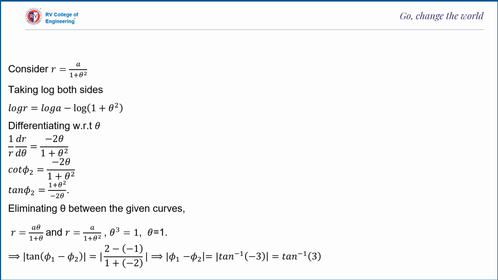We get modulus of 2 minus of minus 1 upon 1 plus minus 2, which gives modulus of phi 1 minus phi 2 is equal to modulus of tan inverse of minus 3. Finally it is tan inverse of 3.